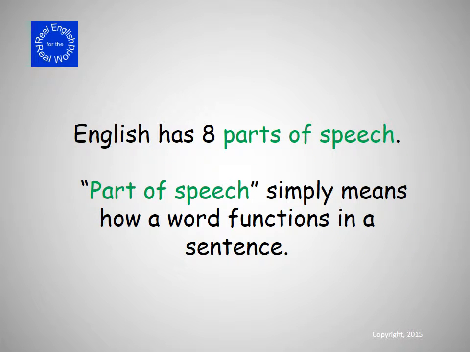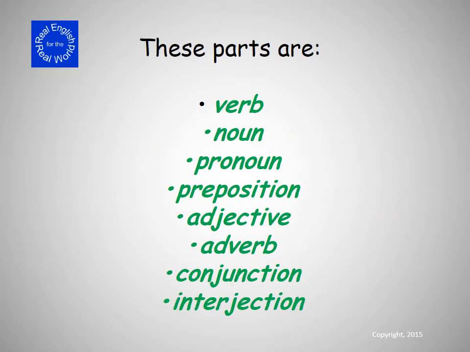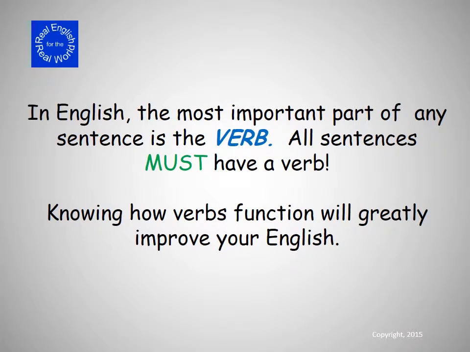English has 8 parts of speech. Part of speech simply means how a word functions in a sentence. These parts are verb, noun, pronoun, preposition, adjective, adverb, conjunction, interjection. In English, the most important part of any sentence is the verb. All sentences must have a verb. Knowing how verbs function will greatly improve your English.